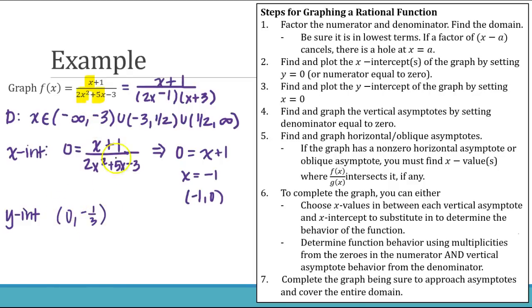negative 1/3. So again, I'd want to avoid having to show this work. We can just see substituting zeros into these x's will give us 1 over negative 3 left over. So it's easier to plug it into the original one versus the factored one.